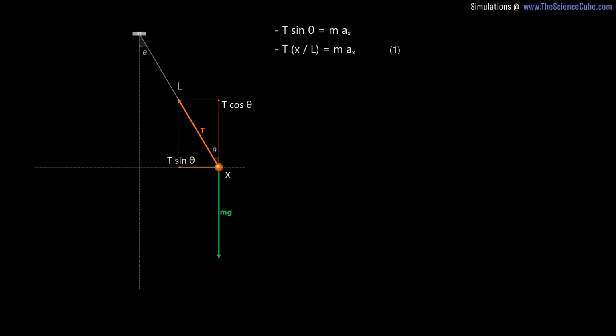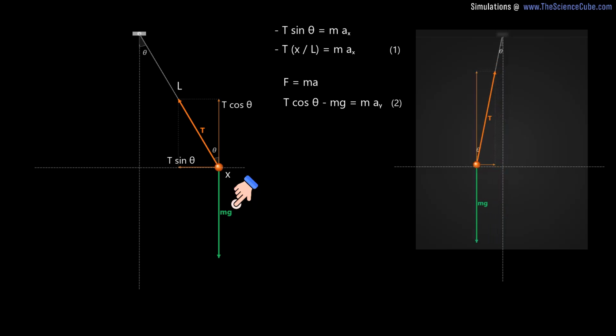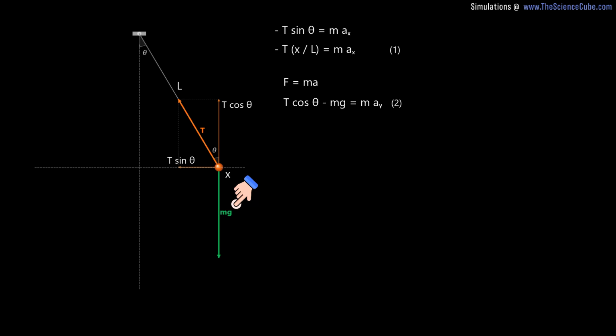Now let's look at the y direction. The mass is moving down, then up, but does it accelerate much vertically? Let us find that out. So we have T cos theta pulling up and mg pulling down. So using F equals ma, we get T cos theta minus mg is equal to m a_y. Now here we make some clever approximations that will actually make our lives a lot easier.